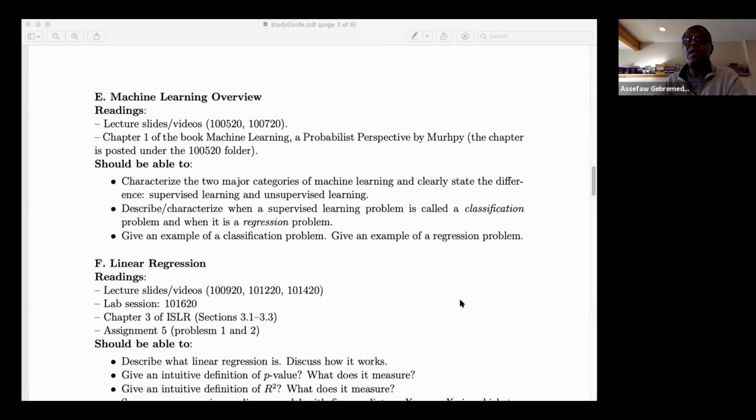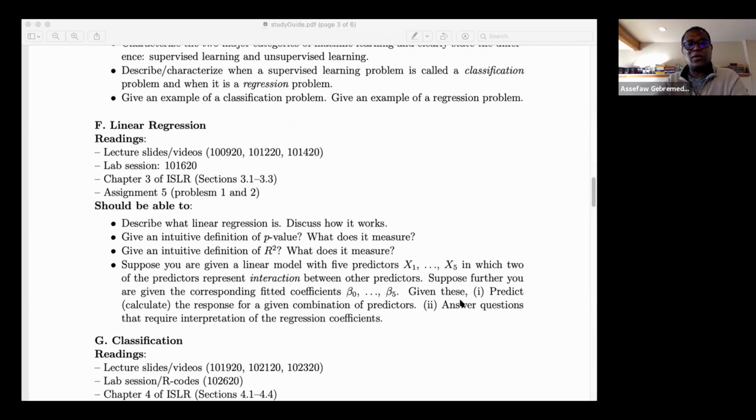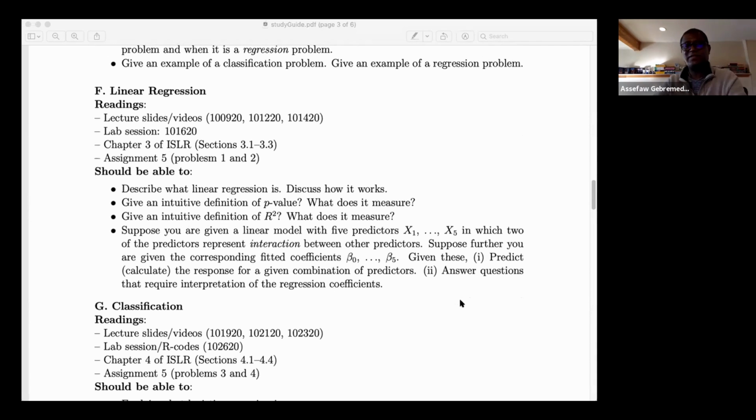machine learning categories and clearly list the difference. If somebody tells me something here is incomplete, I would be very disappointed. If you are not able to concisely tell me what a supervised learning problem is, what an unsupervised learning problem is, know that, and no, you are not allowed to make a mistake. It's not just that I take a point off. I will be very mad at you if you don't do that. Describe or characterize when a supervised learning problem is called classification and when it is called regression. Give examples.